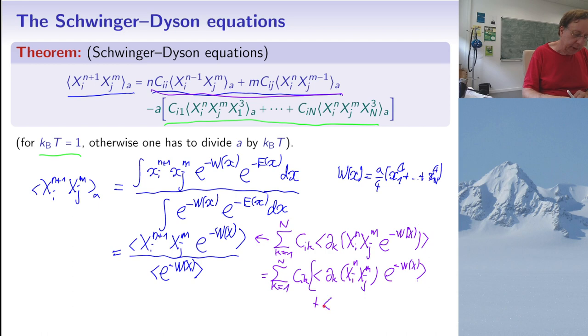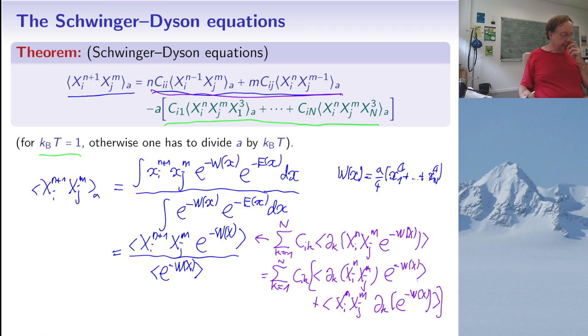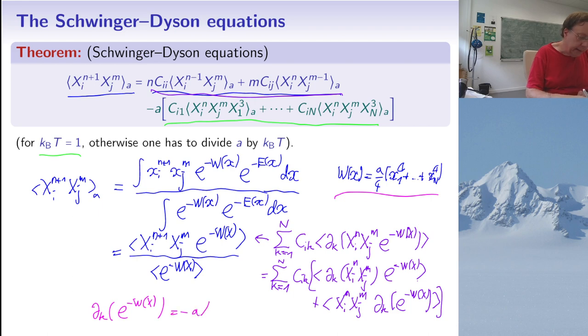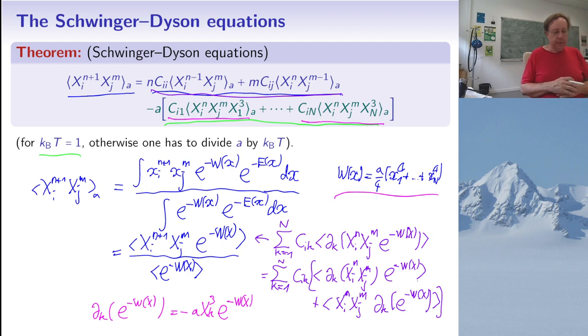And then I get another term, which is the expectation of x_i to the n, x_j to the m. And then I have the derivative of exponential minus W of x. And what is this derivative? So I have the expression of W here. So this derivative is actually minus A x_k to the 3 e to the minus W of x. So in the second term, I can again view this as expectations under the new measure, and it will give me these terms here. So the additional x_i to the 3 is due to this new term in the energy.